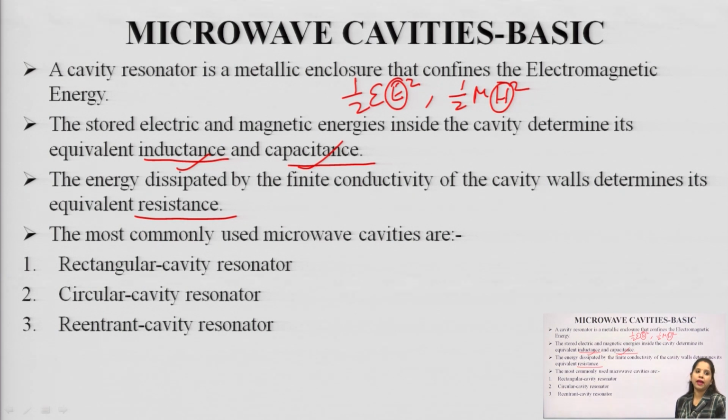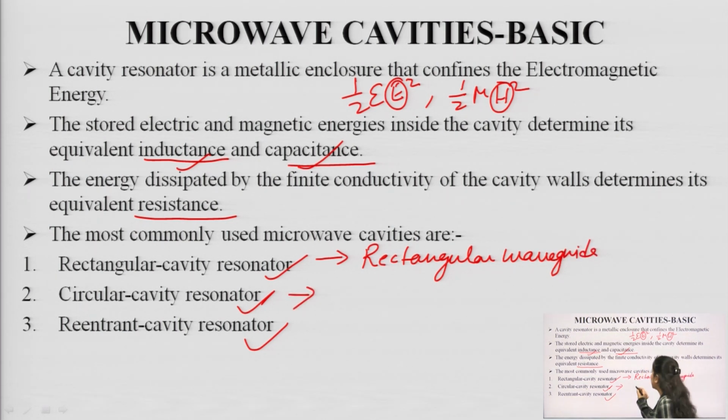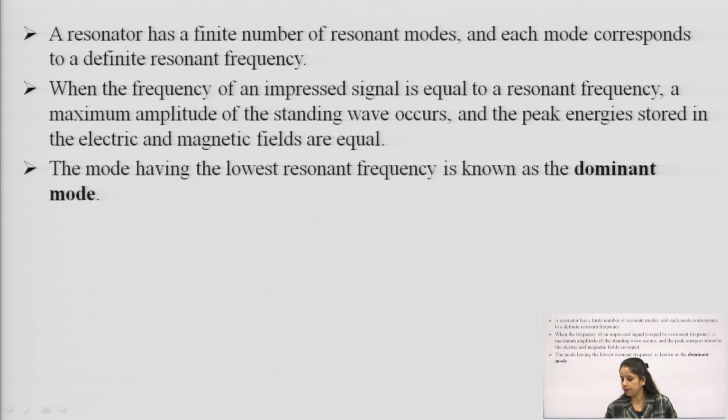The most common microwave cavities are the rectangular cavity resonator, the circular cavity resonator and the resonant cavity resonator. The rectangular cavity resonator can be made from the rectangular waveguide, the circular cavity resonator from the circular waveguide, and the third one is the resonant cavity resonator, about which we will study in detail in microwave sources.